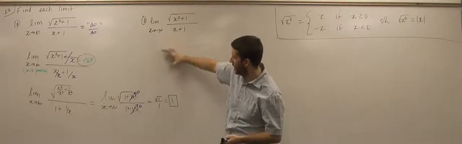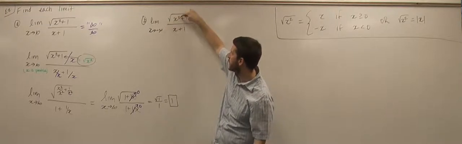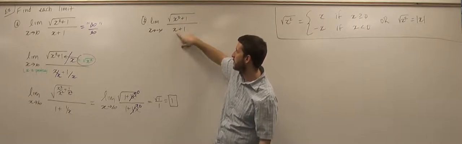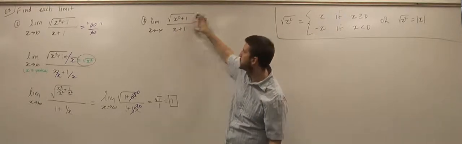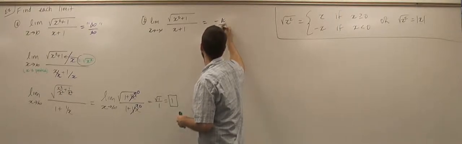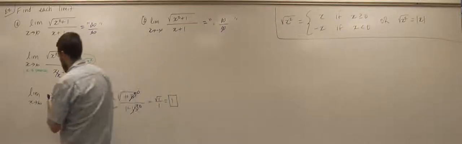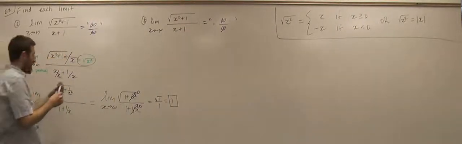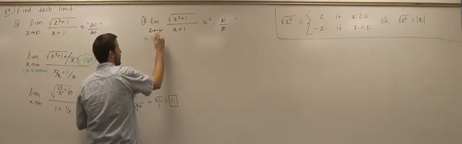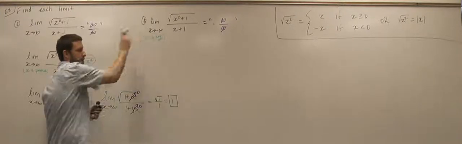So for this one, it's still an indeterminate form because if you plug in negative infinity and square it, you get a huge number, and you square root it, it's still huge. If you plug in negative infinity down here, it's a huge negative number. So it's still an indeterminate form. Which means I still want to divide by the highest power, but now I want to take into consideration that x is negative. Right, that's what this is telling me.